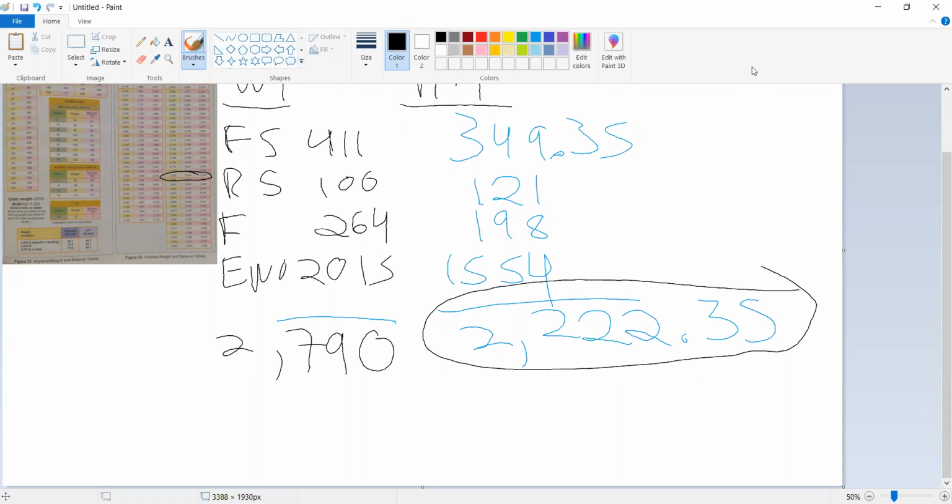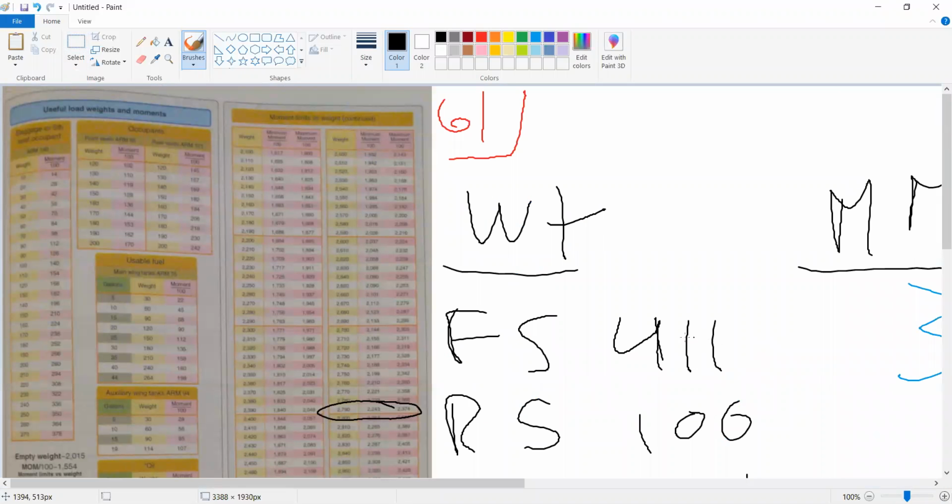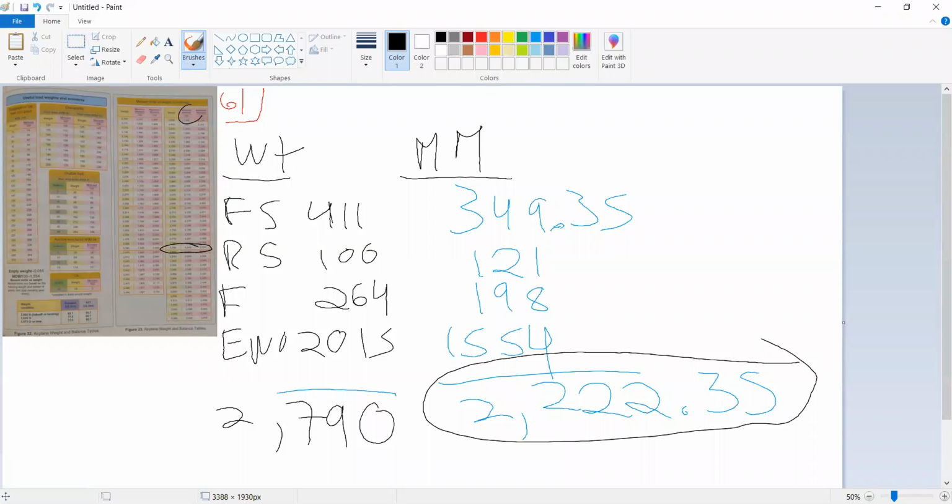But what it says is the maximum. If you look on the chart, it says minimum moments and maximum moments. So let me zoom the chart. Since we are below the minimum, actually, we need to add 100 to balance the plane. It says it right there. So that's why the answer for 61 is B.